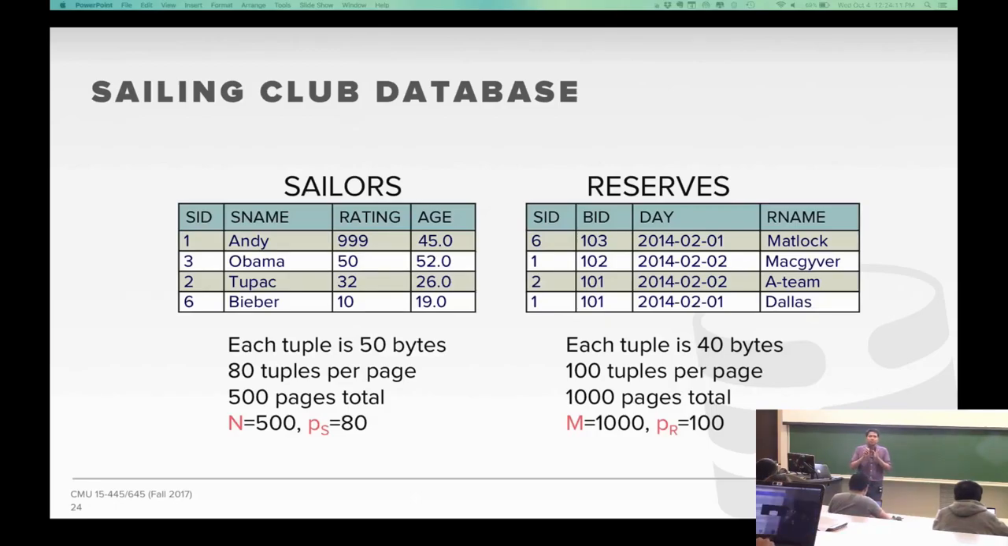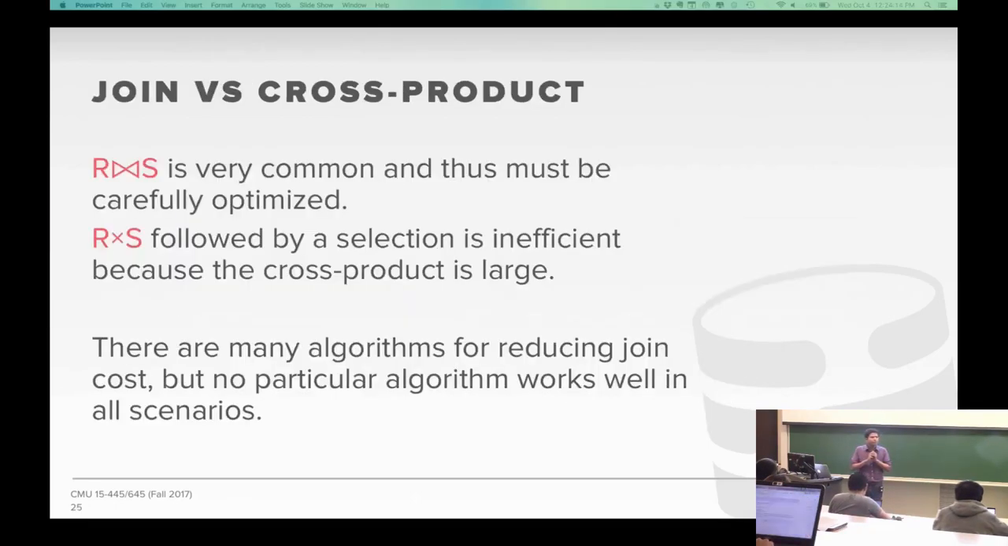I will first try to distinguish between joins and cross products, so that we make sure the problem is very clear. A join is a very commonly seen operation, and it therefore must be carefully optimized. You often do joins. However, sometimes people actually do cross products, the Cartesian product, where you end up joining every pair of tuples in the two tables. And this cross product can be really, really large because it grows exponentially.